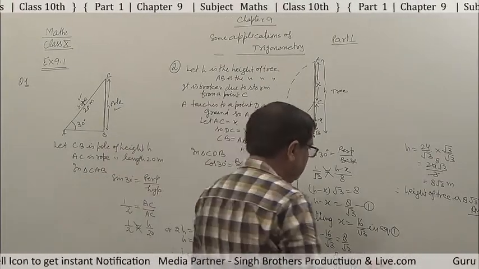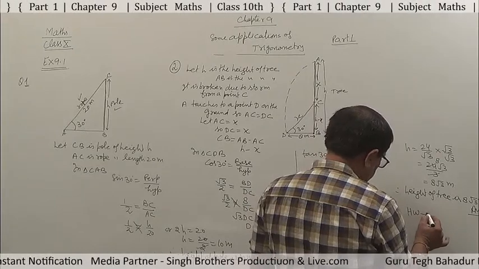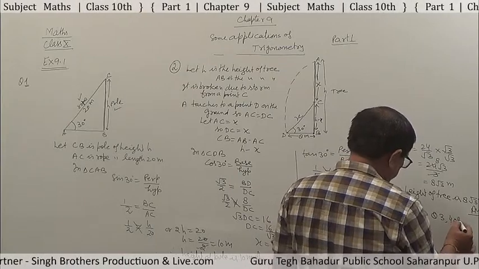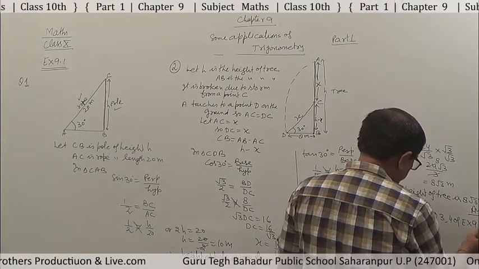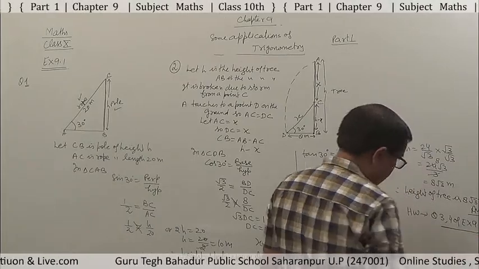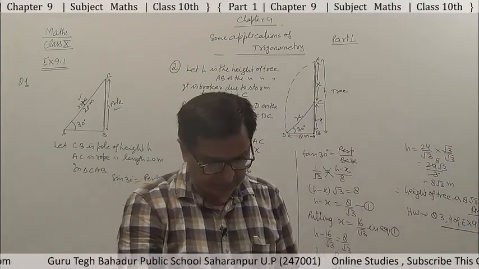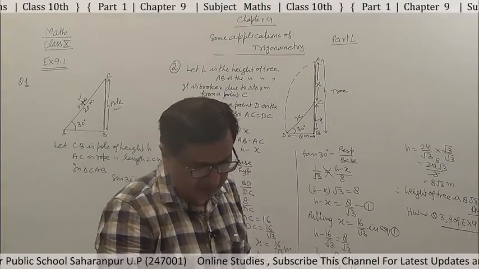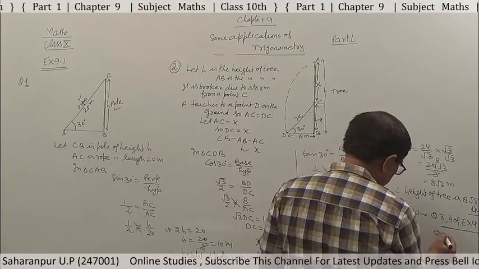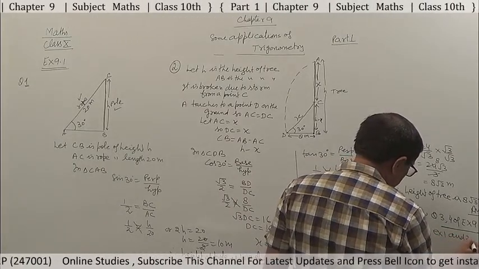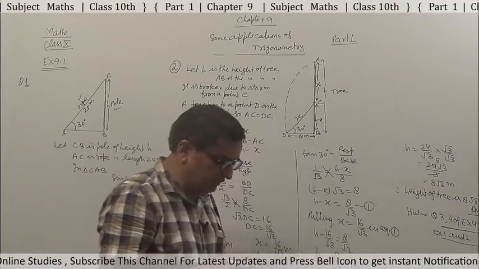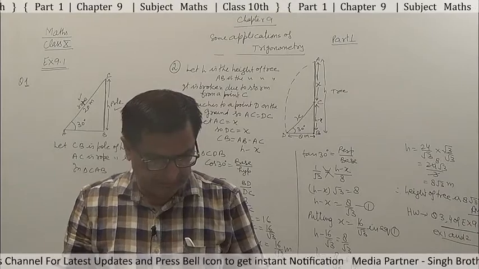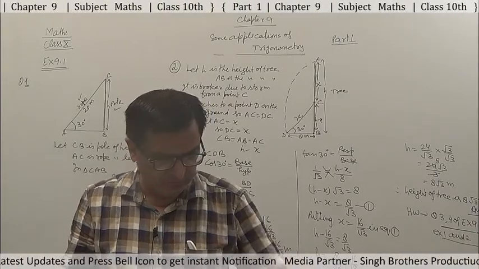Homework is question number 3 and 4 of exercise 9.1. And also you do example 1 and 2. Both the questions and examples are on one triangle, based on one triangle system.